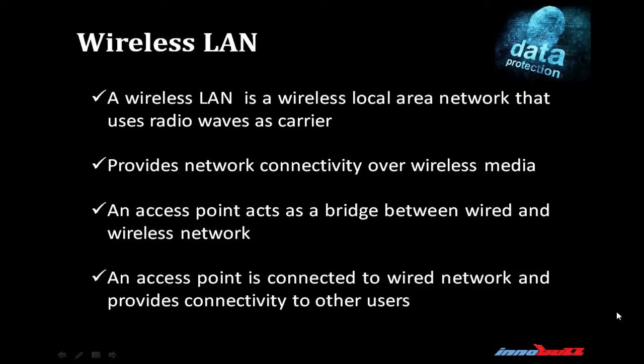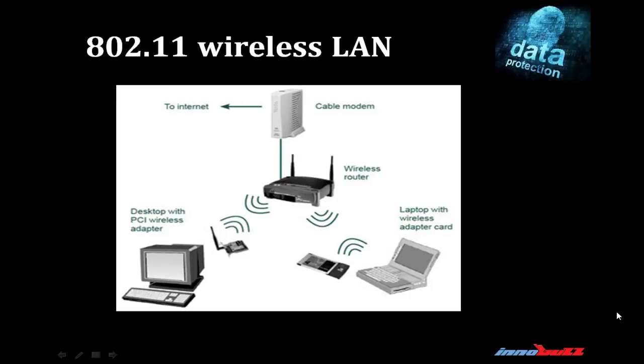In wireless, an access point acts as a bridge between wired and wireless network. Wireless local area network covers a small periphery and provides portability in its range. This figure shows a wireless local area network with an access point in the center, that is a wireless router, which is connected to wireless PC, laptop and other cable modem.